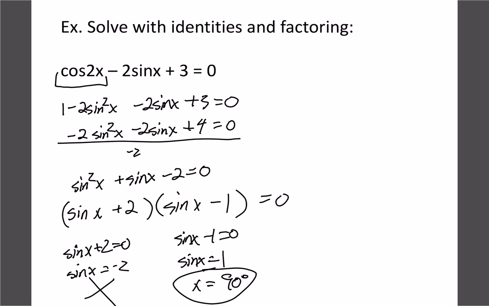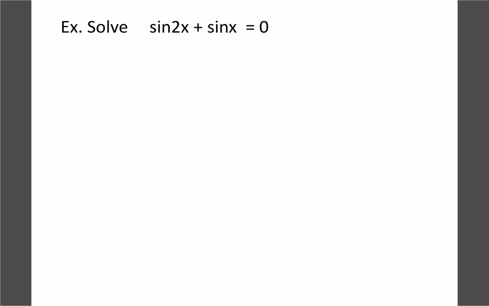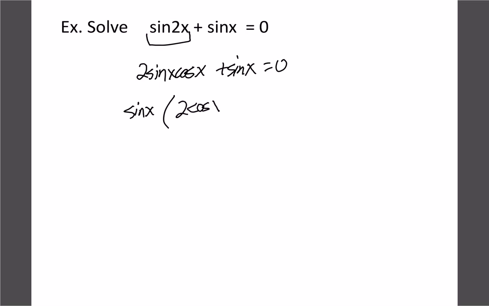So you can see identities will make things quite a bit easier and able to solve some of these equations. Here's another one. Let's try this one again. So here we have sine 2x. So use an identity once again. Let's change that into 2 sine x cos x plus sine x. And let's take out a common factor of sine x. So that'd give us 2 cos x plus 1.